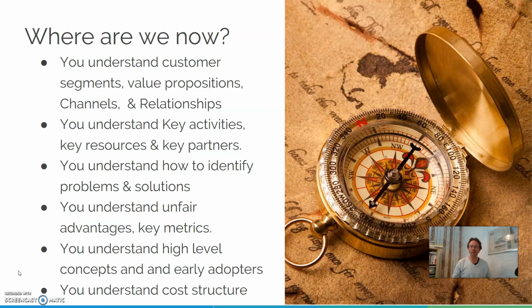But first, where are we now? You have a thorough understanding of the business model canvas and its building blocks, the lean canvas and its 4 different building blocks, the different elements in the lean canvas, such as high-level concept, unfair advantage, alternatives. But first and foremost, you should be able to understand and explain the cost structure in the business model canvas.